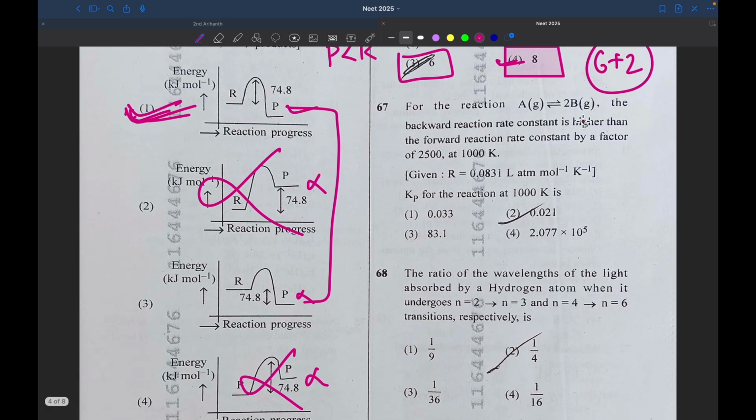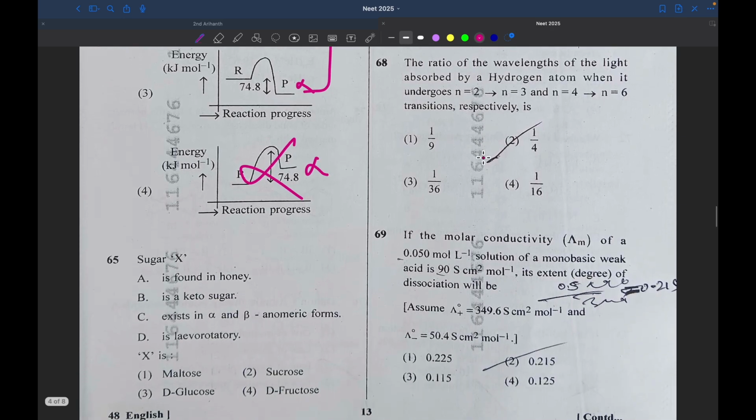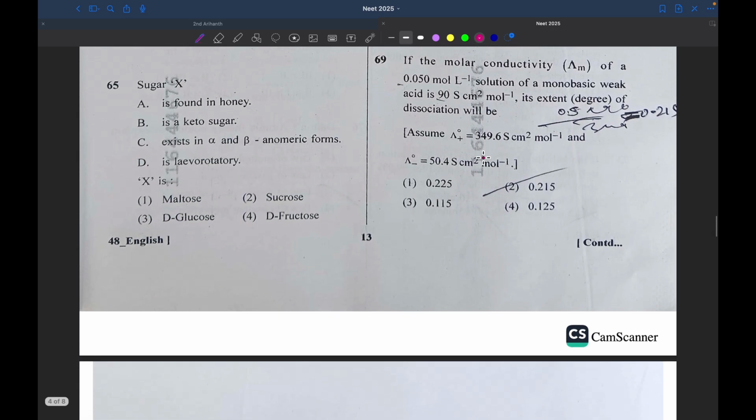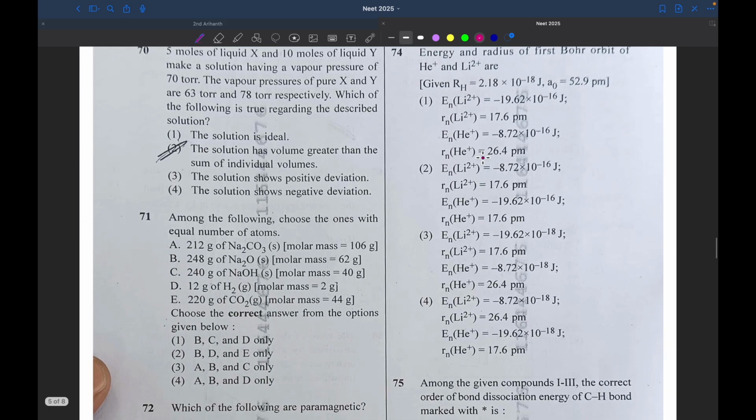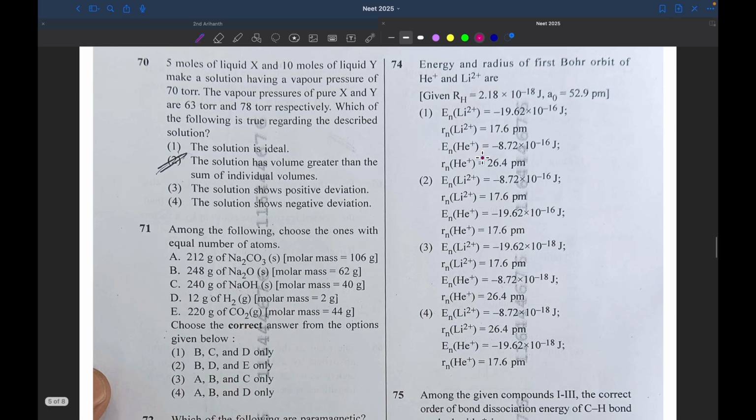Next one, the backward rate constant is higher than the forward rate constant by a factor of 2500. So Kp for this reaction at 100 K is... Okay, so this can be solved easily. Kc is asked, right? We'll come back to physical chemistry in a minute. This is also a physical chemistry question, we'll solve them in a minute, right?